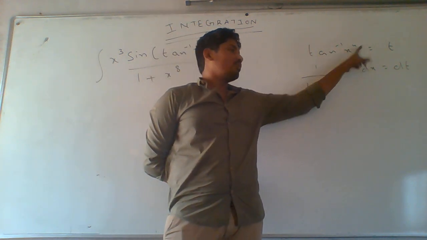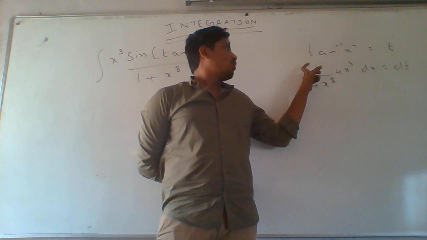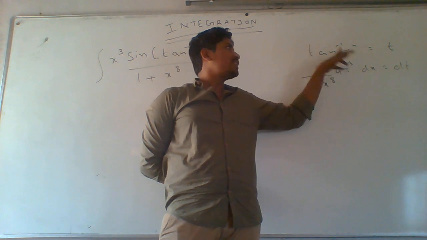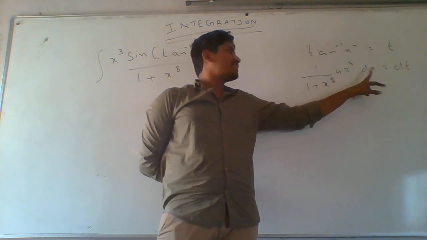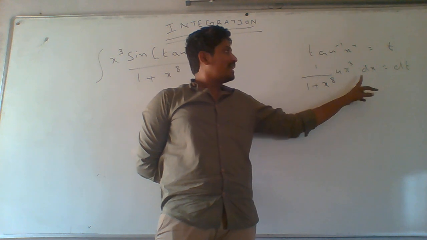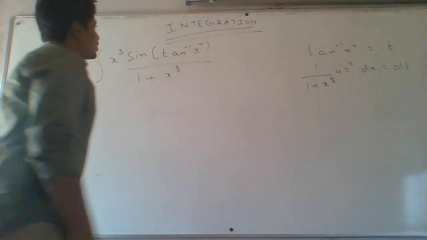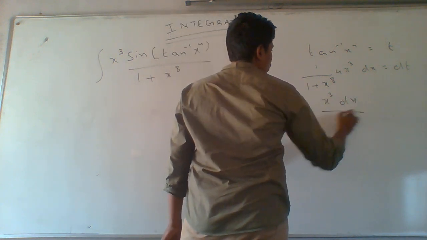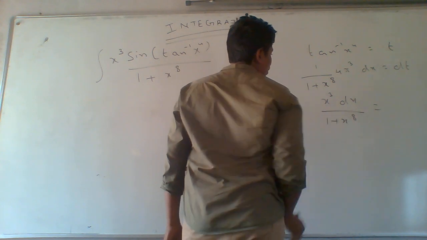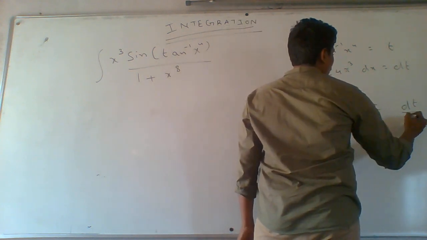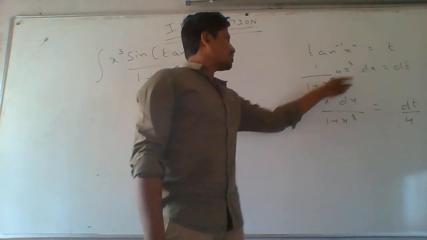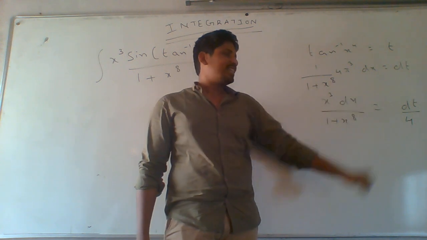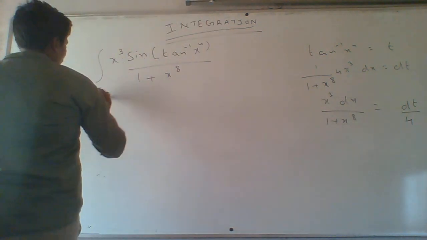Tan inverse x power 4. Think of this as x. 1 by 1 plus x square, this squared, into the derivative of that particular thing. What is the derivative of x power 4? It is 4x cube dx equals dt. Here, in the place of x cube dx by 1 plus x power 8, you can substitute dt by 4. Keep x cube dx aside, 1 plus x power 8 aside, and send 4 to that side: dt by 4.